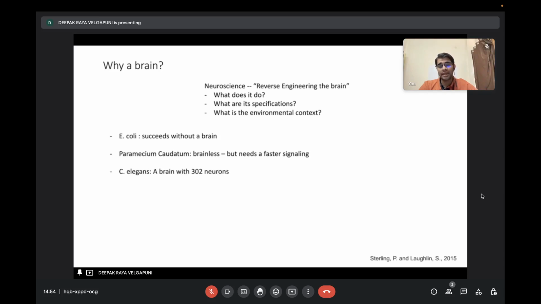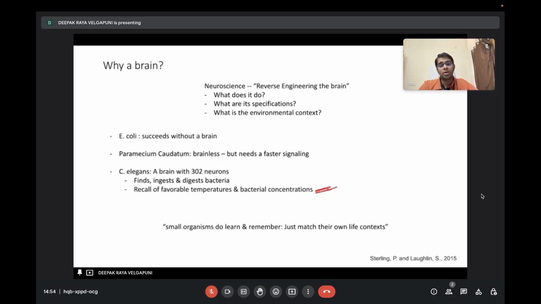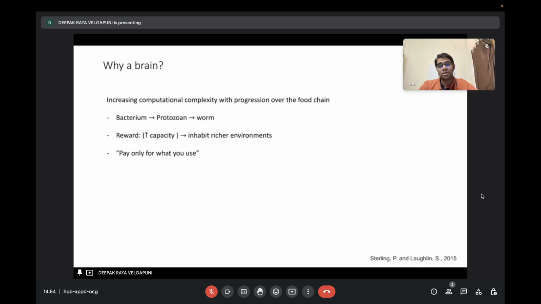Then coming to C. elegans. C. elegans has a nervous system with exactly 302 neurons, which has properties such as being able to find, ingest and digest bacteria, and recall favorable temperatures and bacterial concentration. So this aspect of recall and storage needs the brain. Small organisms do learn and remember, just to match their own life context.